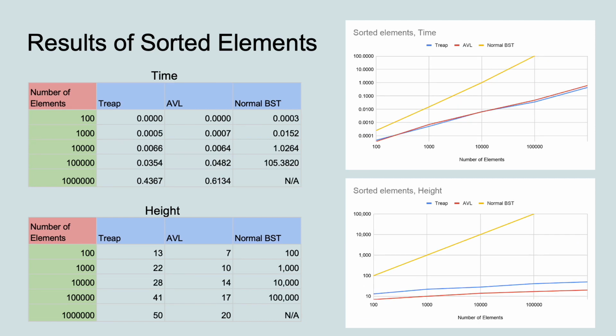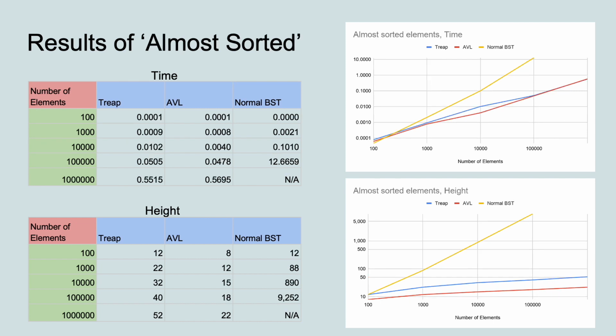The advantages of Treaps and AVL trees become clear when we ran on an input of sorted elements, where the regular BST will always end up degenerate. The Treap does not suffer from this problem due to the priorities balancing the tree.